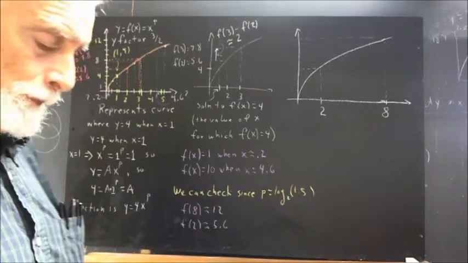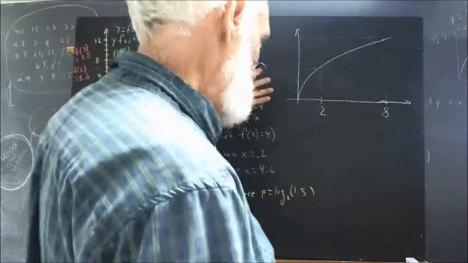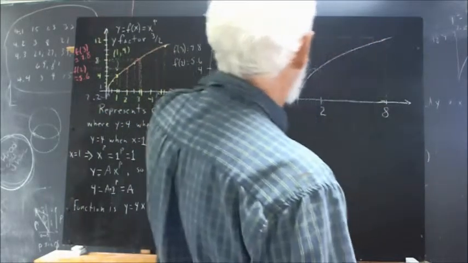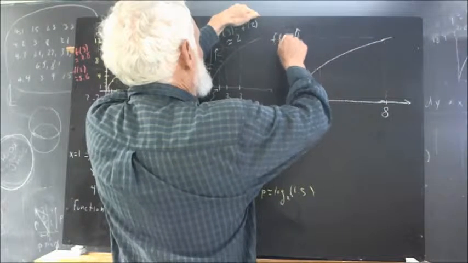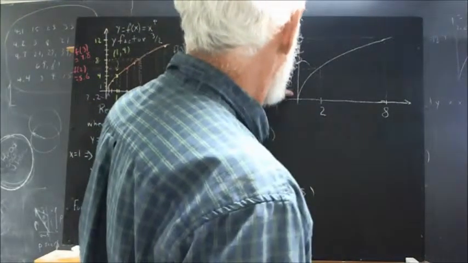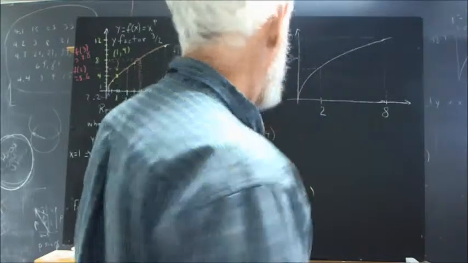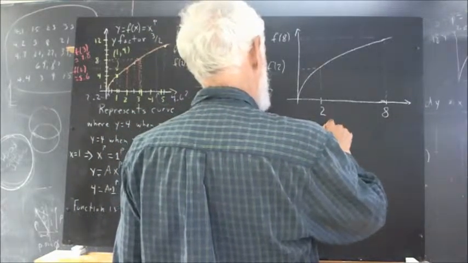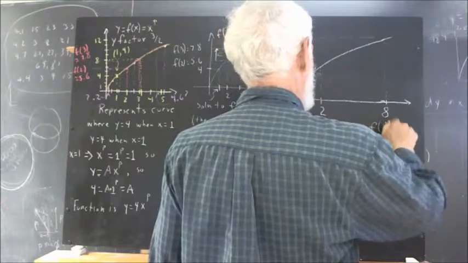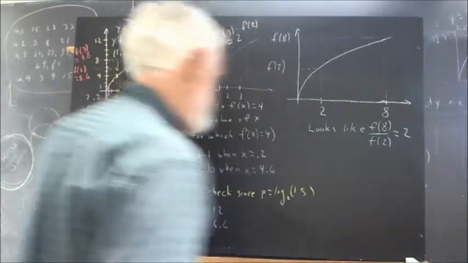But based on the eyeball of the graph, well, here I've got a similar graph. If this is 8 and this is 2, then here's my f of 8. Here's my f of 2. And it looks to me like if I do f of 2 and then go that much higher, that f of 8 is about twice as high. So f of 8 over f of 2 should be about 2.